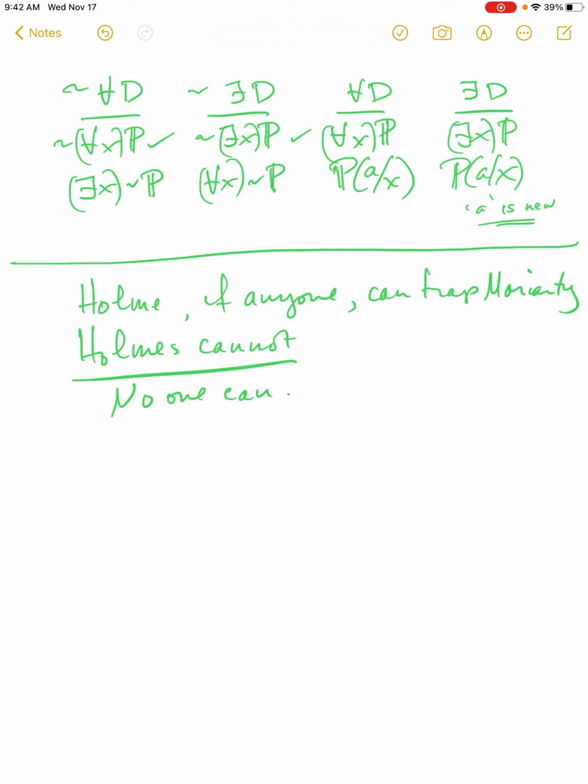So how do we translate this? Well, we're going to need a dictionary. We're going to have, say, our universe of discourse be people. We're going to need a two-place predicate for trapping. And we're going to need a constant for Holmes. And that'll do it, right? So how are we going to translate this? If anyone can trap Moriarty, Holmes can.